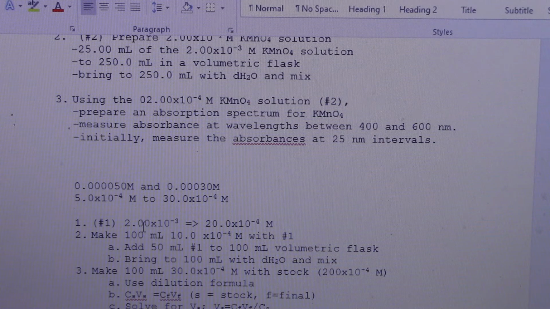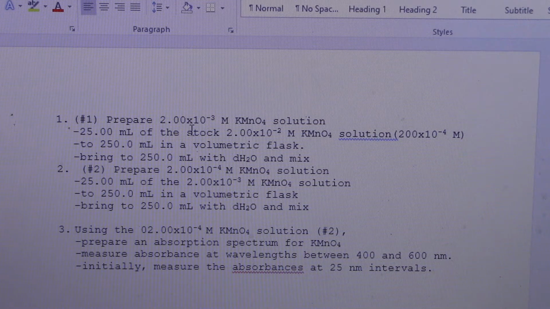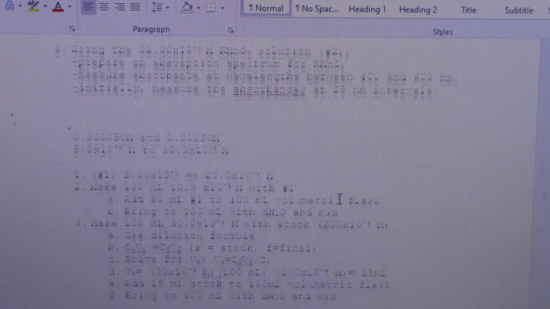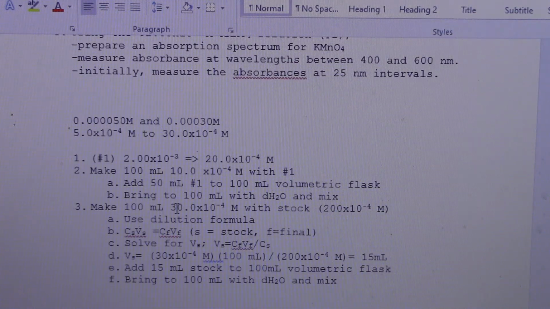Okay, finally, so right now I have a 10 and I have a 20. Okay, so now I'm going to make a 30. To make a 30, I am going to use my stock solution. So my stock solution is 2.00 times 10 to the minus 2nd, which is the same as 200 times 10 to the minus 4th. Okay, so I want to dilute this guy to this. Okay, and it's not as simple, just half and half.